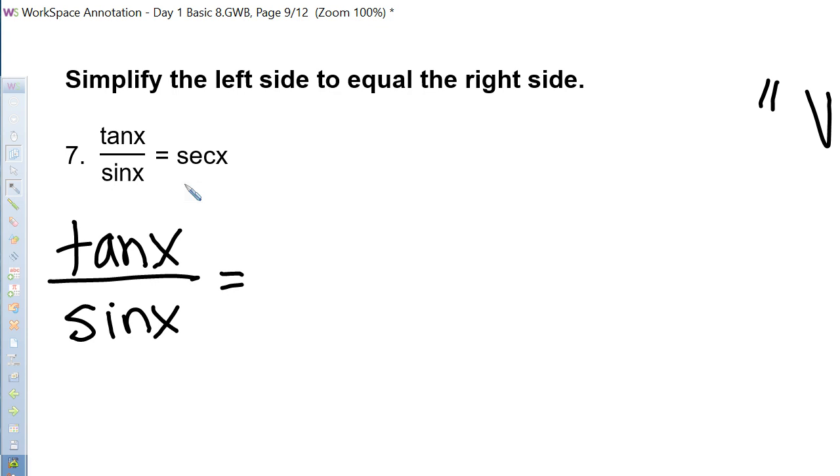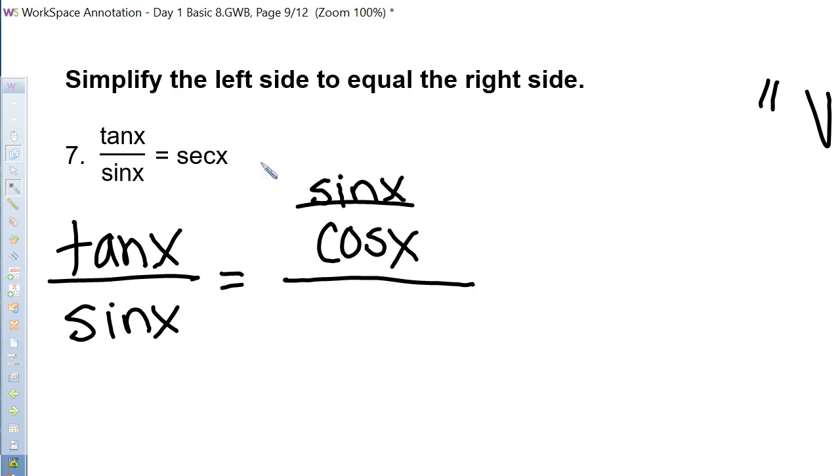Change everything to terms of sine and cosine. So for tangent, I can change that to what? Sine of x over cosine of x. And that was one of our big 8 identities. You need to memorize those. So tangent is sine over cosine. Now the denominator is good. We already have sine of x. But I'm going to make this sine of x over 1. And we are going to divide those. So I would have sine of x over cosine of x.